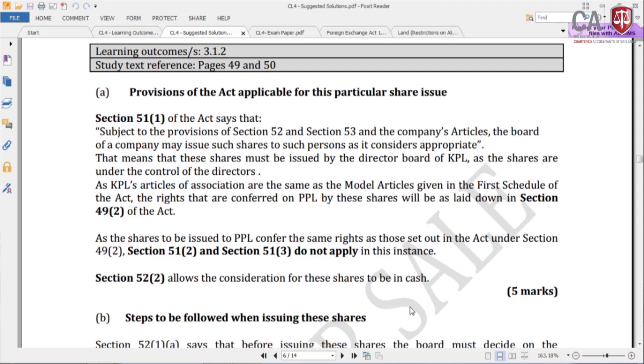So, this is how you need to answer. So, what is important is, as the shares to be issued to the parent company, holding company PPL, confer same rights as those set out in the Act under section 49(2). And 51(2) and 51(3) do not apply in this instance.